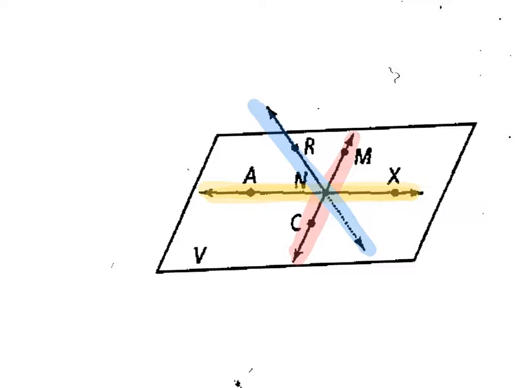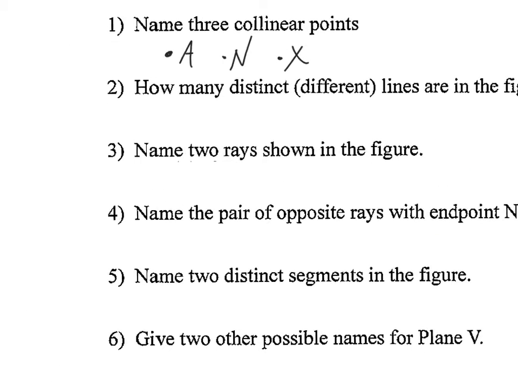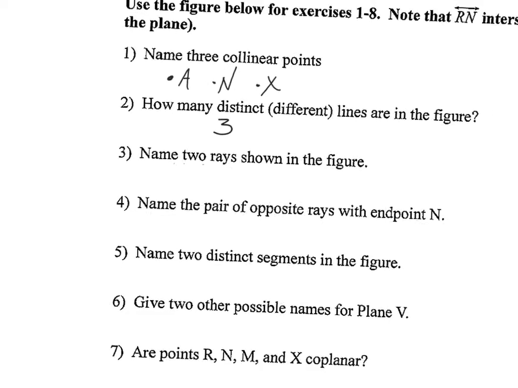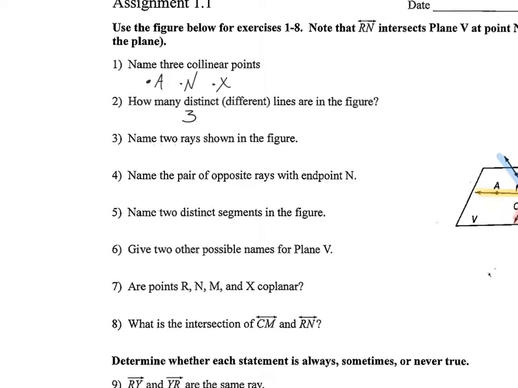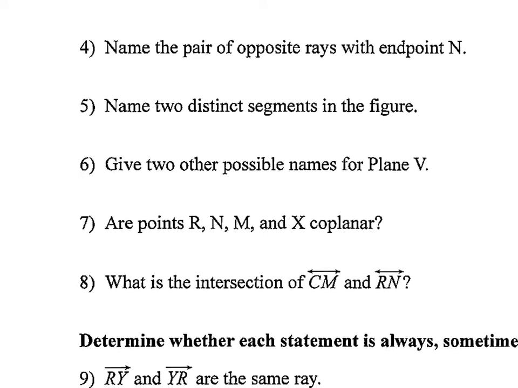So how many distinct lines are in this picture? That's a pretty simple one. There are 3. Not going to do all of these. I'll jump down to a few more where people tend to have issues, and that would be naming a plane.